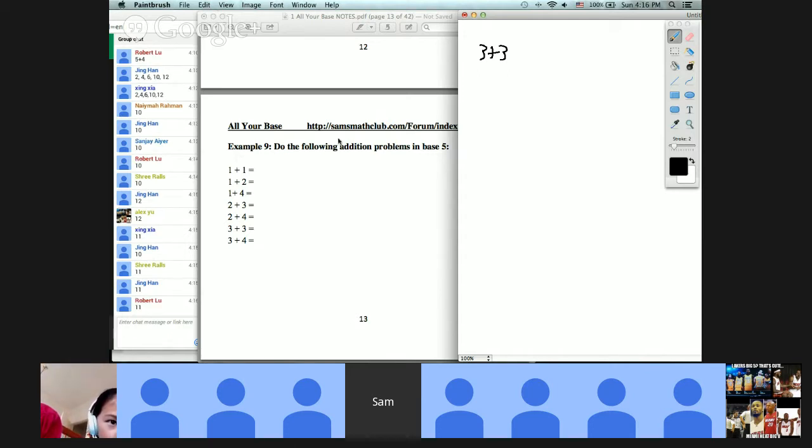Right, the correct answer is 11. Nice job, guys. So again, 3 plus 3 equals 6, but since you have it in base 5, you can't have any number greater than 4. So you have to subtract 5 and carry 1. So 6 is equal to 5 plus 1. And then this 5 can't be there because it's in base 5, so 5 turns into 10. Then plus 1 equals 11.